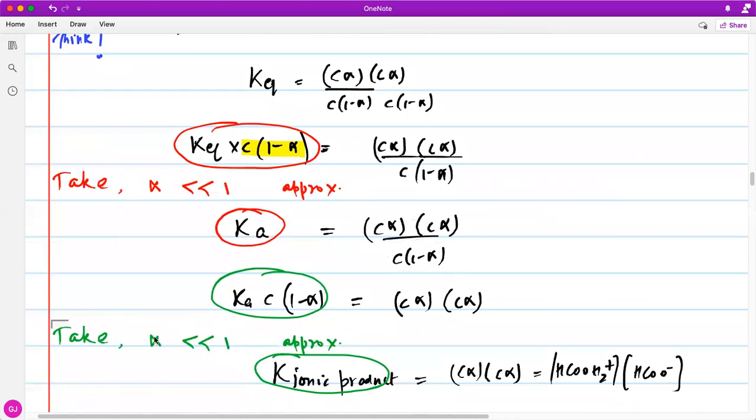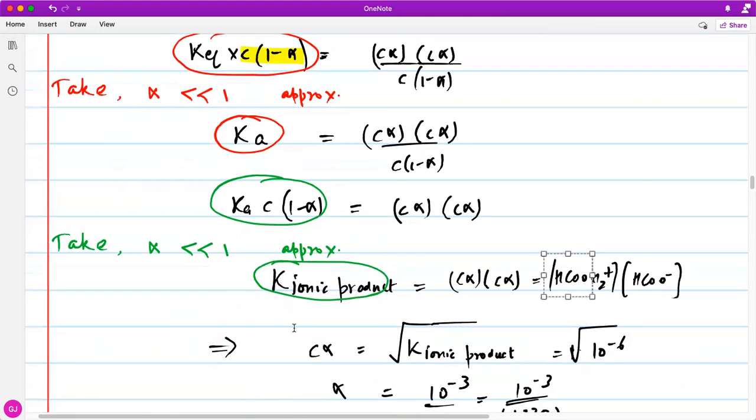Well, it's not given actually. We are taking that approximation and we'll validate that as well. So this K into C can be called the ionic product, how you used to write for water, KW. For water, it used to be H plus into OH minus, or you can say H3O plus into OH minus. For pure formic acid, it is in the following manner: HCOOH2 plus into HCOO minus.